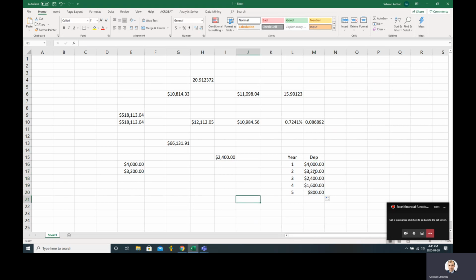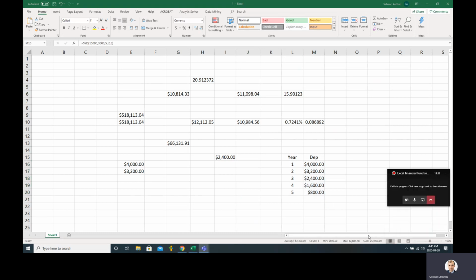Now let's check something. The question is, what is the total amount of depreciation? So that would be how much it depreciated in year 1, plus in year 2, plus in year 3, plus in year 4, and plus in year 5. So if you select all these 5 cells, you see at the bottom here that the summation is 12,000. So the total amount of depreciation is 12,000.